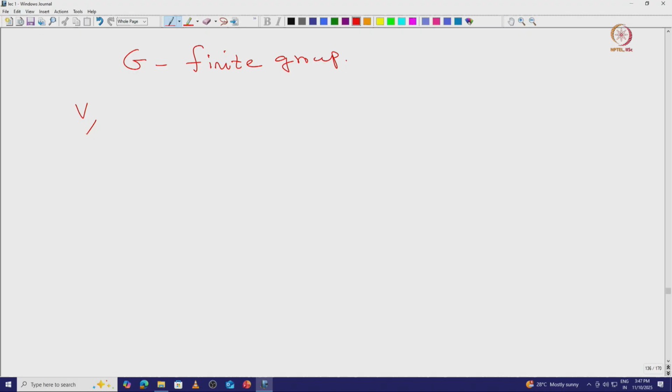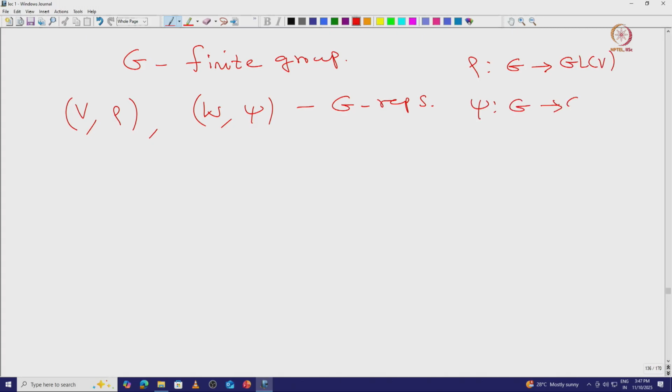So, let us say we have (V, rho) and then (W, xi). So, these are the given G representations. That means you have rho which is a map from G to GL(V), and then you have xi which is again a map from G to GL(W). So, let us say we have this homomorphism or intertwining operator. Let us call it T from V to W. So, this is the homomorphism.